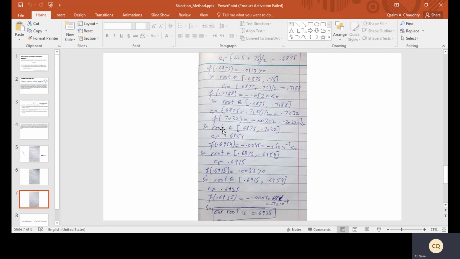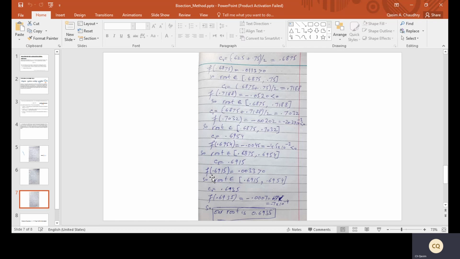So students, now the root belongs to this one, and similarly C7 is this one, and now C8, and finally C9 is this one. And here the functional value is minus 0.0007, or minus 7 into 10 raised to the power minus 4. So finally, what is your root? The root is 0.6935 after 9 iterations. Here you can see, after 9 iterations you have this root.